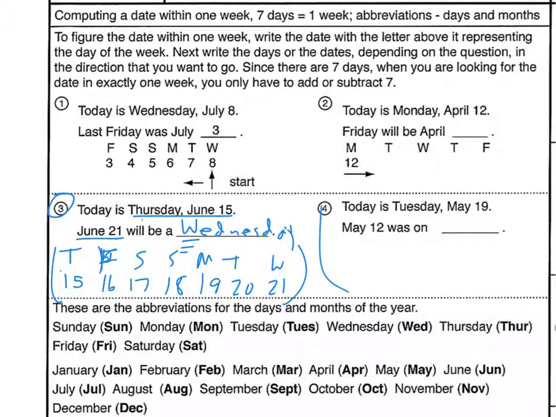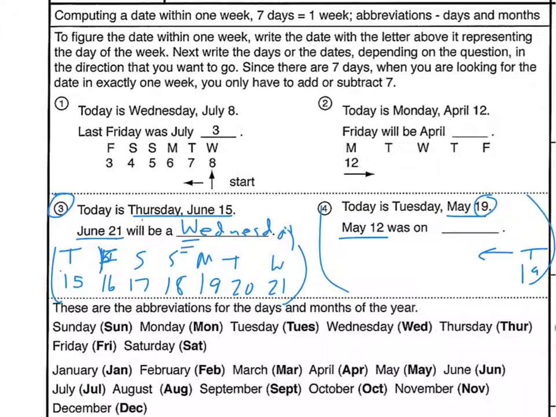All right, try this one. Pause the video. Turn it back on when you're ready to see the solution. Today is Tuesday, May 19th. May 12th was on. Now, for those of you that don't recognize something, you probably did a bunch of work. You did Tuesday here and the 19th, and then you should have worked your way back, going to Monday and so on, and you would have ended up back on Tuesday.